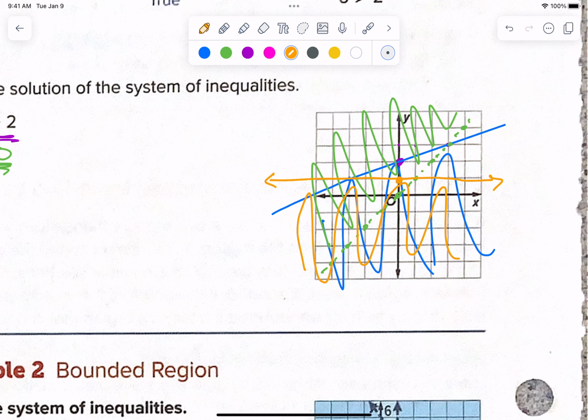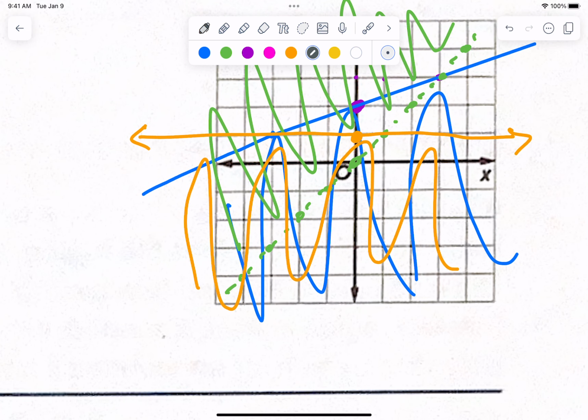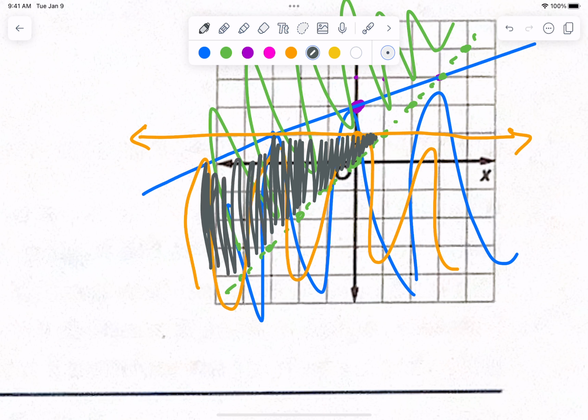Okay, so what's my solution region? It's in between the blue and green. Right here. Can you see him, like my black one? Yep. Okay? That's what he's shaded.